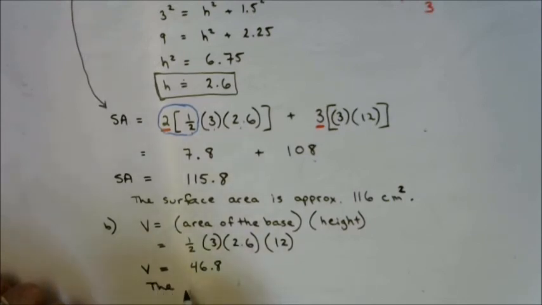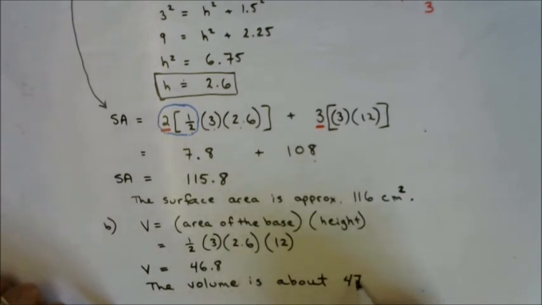And what did we find out in B? The volume of the box is about, and I'm rounding to the nearest cubic centimeter, 47 centimeters cubed. Okay? Right.